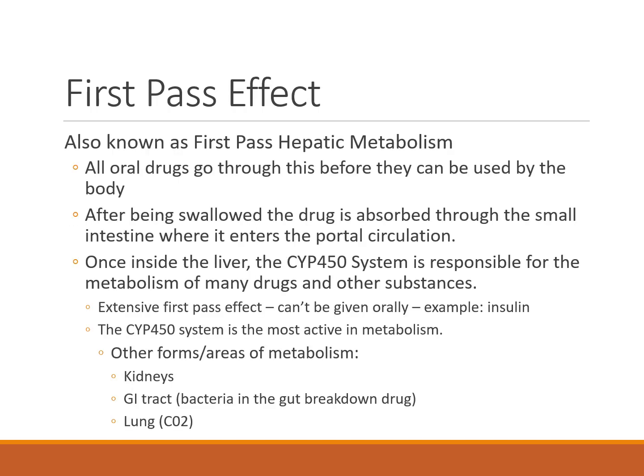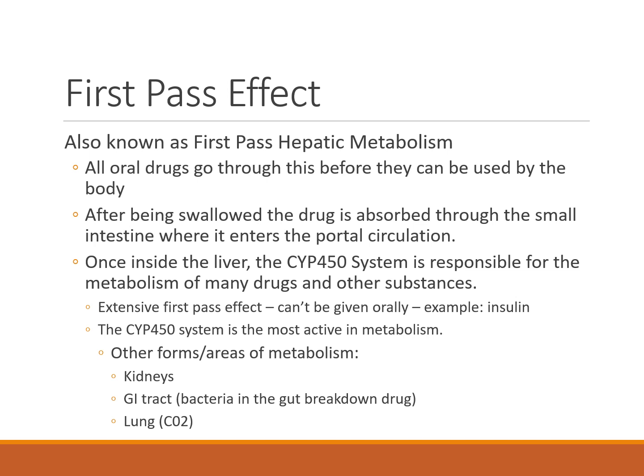Here we are. First-pass effect, or first-pass metabolism, is hepatic metabolism. All oral drugs go through this before they can be used in the body. After being ingested, the medication is absorbed through the small intestine and then enters the portal circulation. Once it's inside the liver, the CYP450, or cytochrome P450, system is responsible for the metabolism of many drugs and many other substances. This can be herbs, grapefruit juice, so many things.